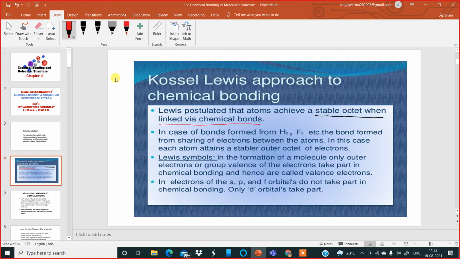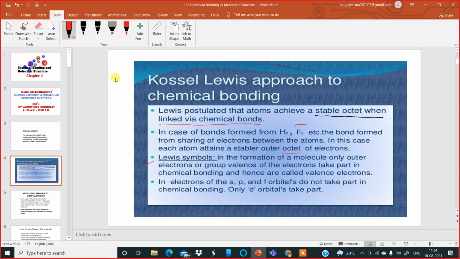Now, in the case of bonds formed from hydrogen or fluorine, etc., the bond is formed from sharing of electrons between the atoms. Here in hydrogen, fluorine, these are all covalent compounds. So the bond existing in these molecules is basically a covalent bond. In this case, each atom attains a stable outer electronic configuration by acquiring 8 electrons after the electron sharing. Then also, moreover, Lewis symbols.